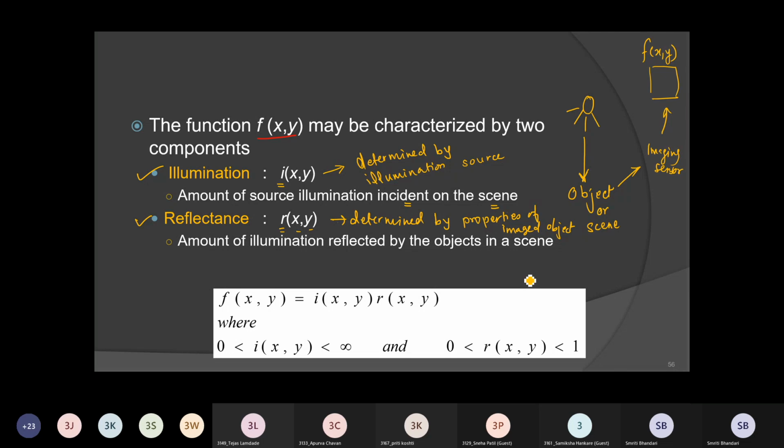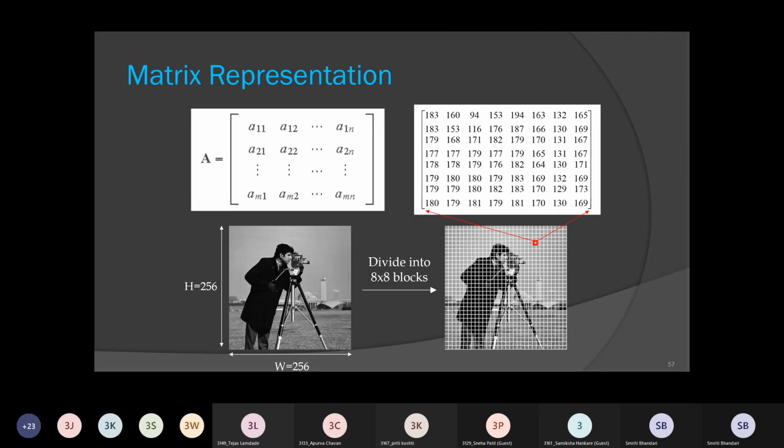Fine. So this was related to the function f of x y and how actually this f of x y is being formulated. So f of x y is the product of two components, illumination and reflectance. Now see here how actually the digital image is being formed. So digital images are typically represented in the form of matrices or a matrix. Okay, so look at here a matrix. So this matrix A is actually representing one image.